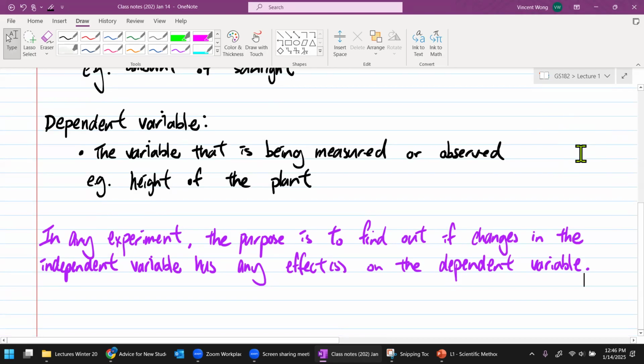Again, in this case, the question you will try to address is, does changing the amount of sunlight a plant receives affect how tall it grows? Does changing the independent variable, whatever it is in each experiment, have any effect on the dependent variable? If it does, then we might have a cause and effect relationship. But sometimes there might be no effect, and that's okay as well.